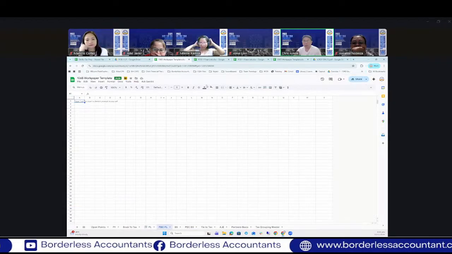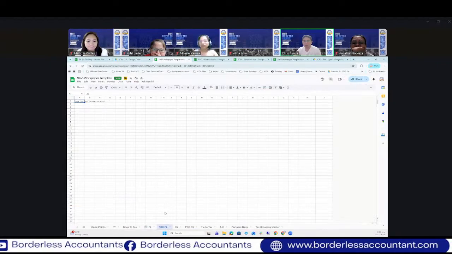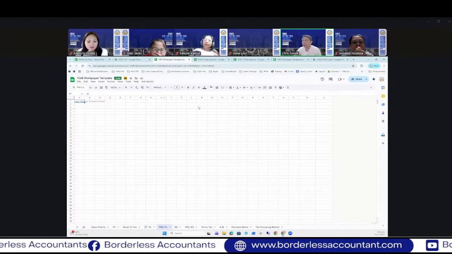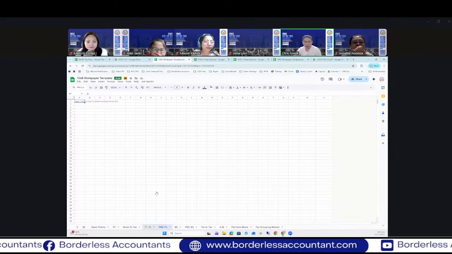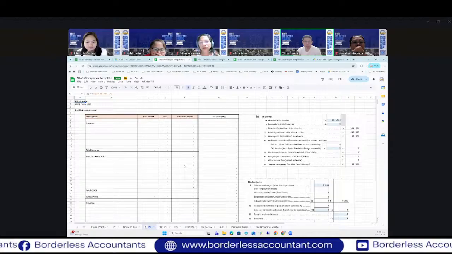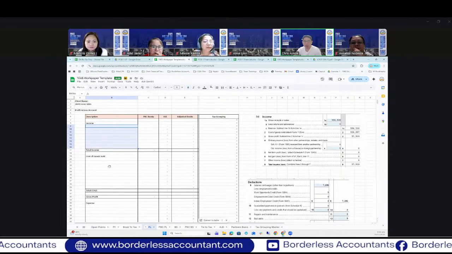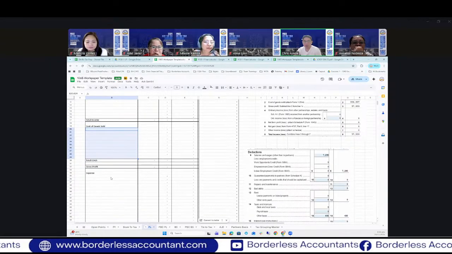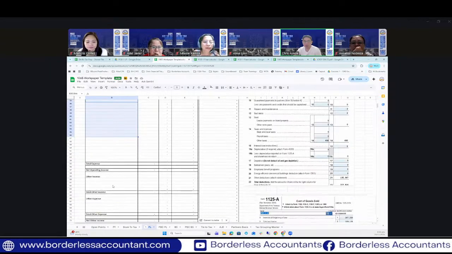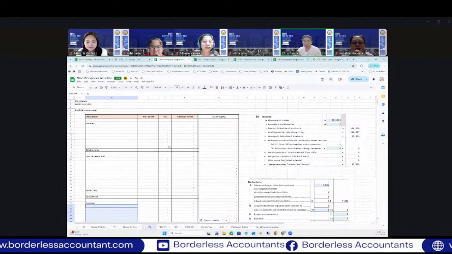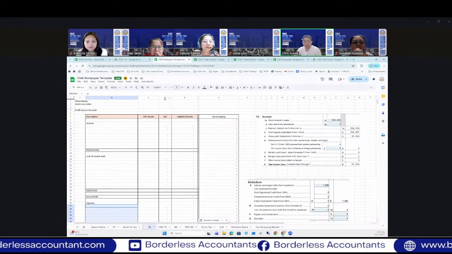So what we do in the work paper is we also summarize them. So we do mapping, right? So mga nag-audit dito, I think you're familiar with this already. So we have a template where you enter all the accounts from the client's financials, and then there's a provision for adjusting journal entries here.